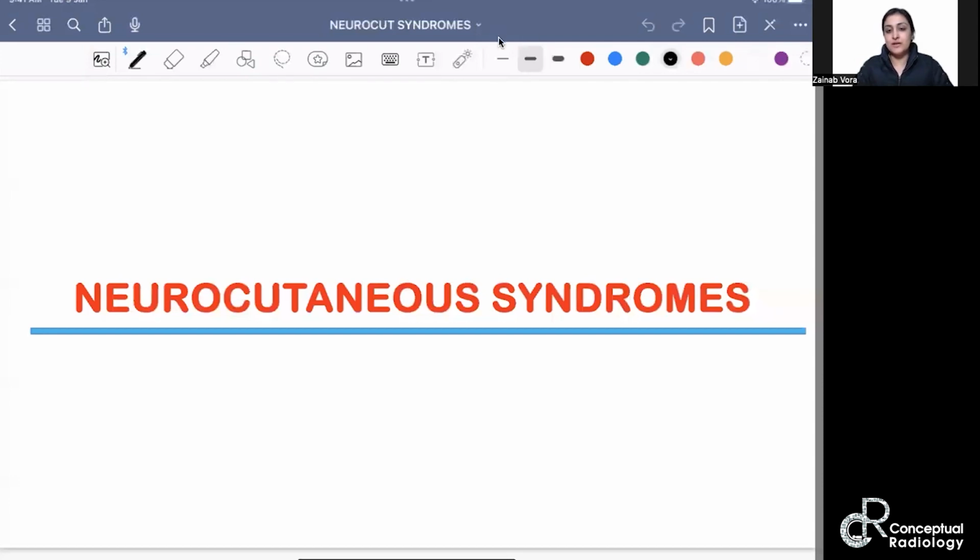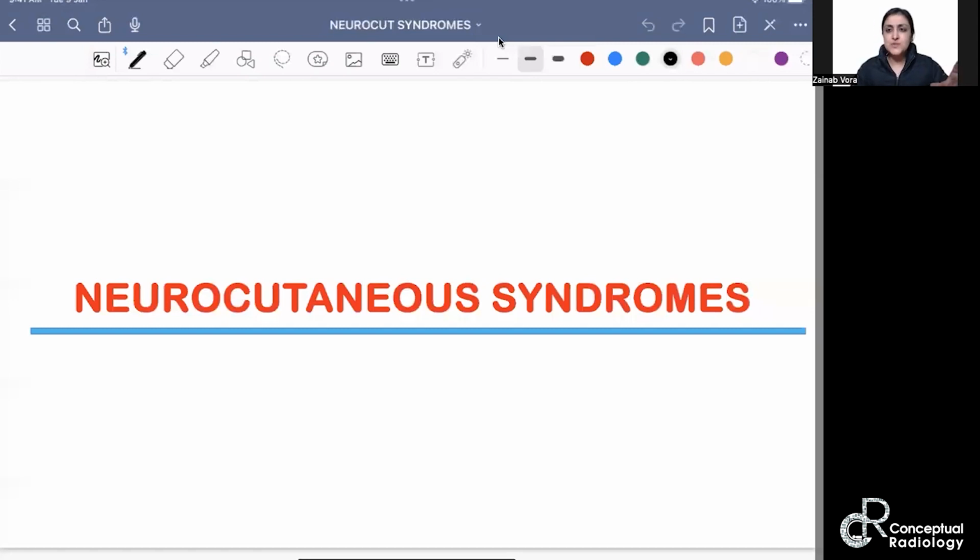So we need to be aware of the findings and the tumors that you want to look out for, the lesions that you want to look out for in these patients. So I will be talking about the criteria for the neurocutaneous syndromes. I shall be talking briefly about the theory and the genetics that you need to know behind these. And then the main focus is going to be on what are the spectrum of findings that we will look at.